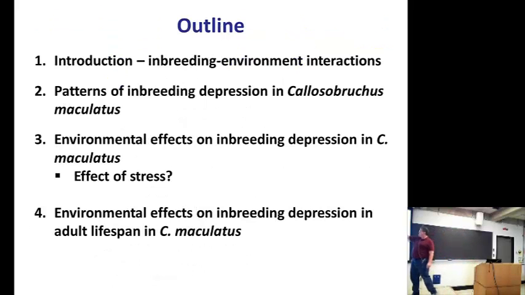Okay, so here's what I'm going to do today. I've given you a brief introduction to the topic I want to talk about, inbreeding-environment interactions. I'm going to run through a series of slides fairly quickly, just demonstrating what my model system is and that there's a lot of inbreeding depression in this particular model system. I'll work through the first slide with you and then go through a bunch of slides pretty quickly just to make a point. And then I'm going to talk about how environmental variation, in particular temperature and diet, influence the expression of inbreeding depression in my study system.